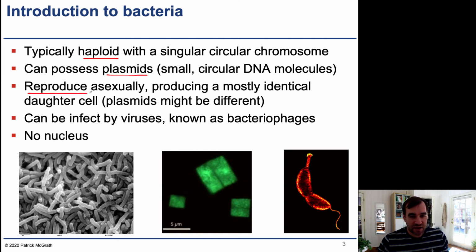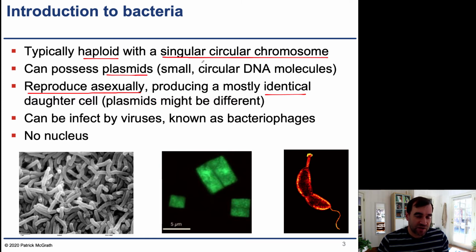Bacteria reproduce asexually, so that means that they don't have to find a partner in order to reproduce. A single bacteria cell is able to divide into a mostly identical daughter cell. By identical, this means genetically identical. Each cell will have approximately the exact same DNA, because each cell will have that singular circular chromosome. The only thing that would be different would be any DNA replication errors that occur.